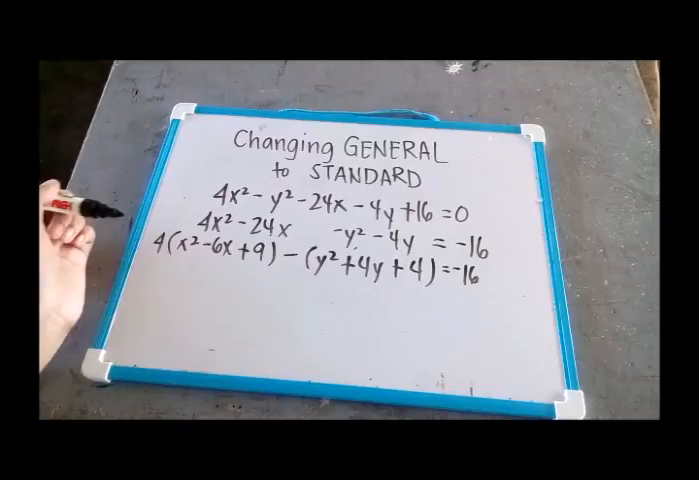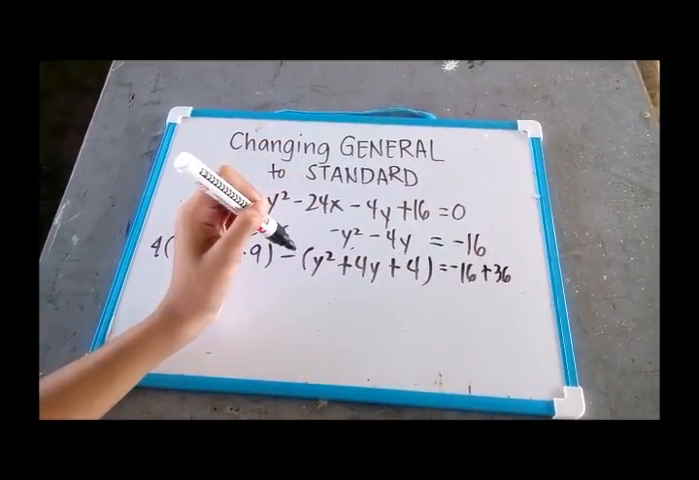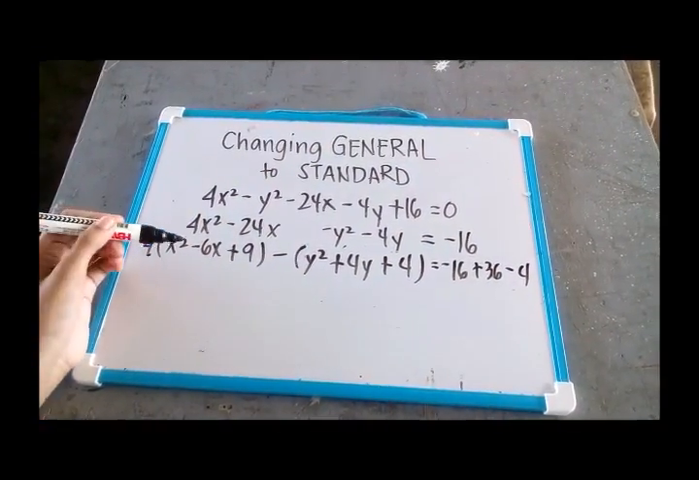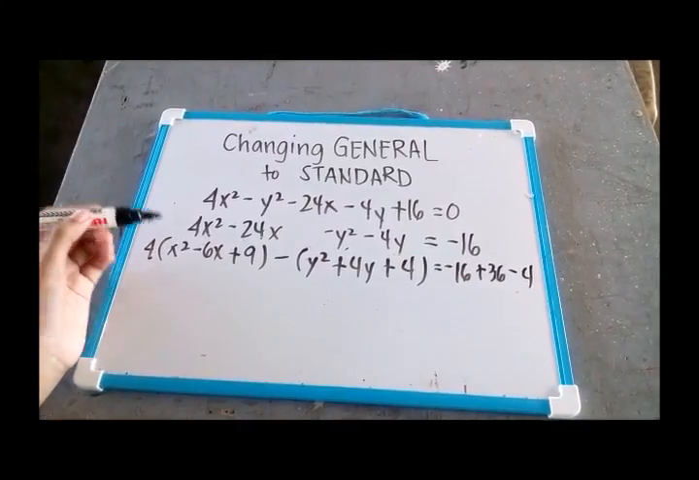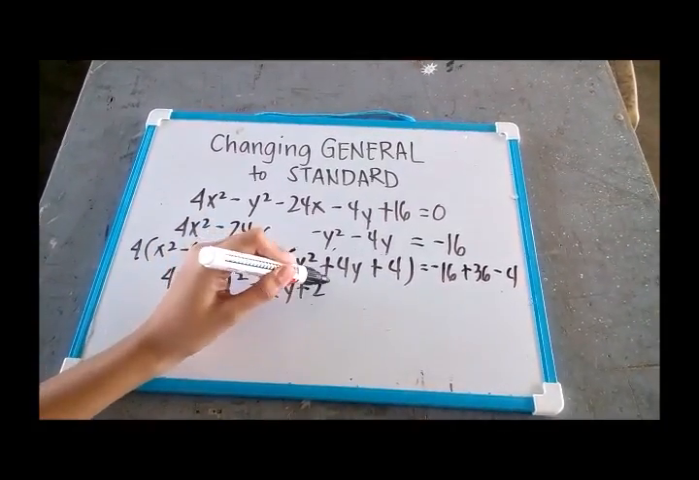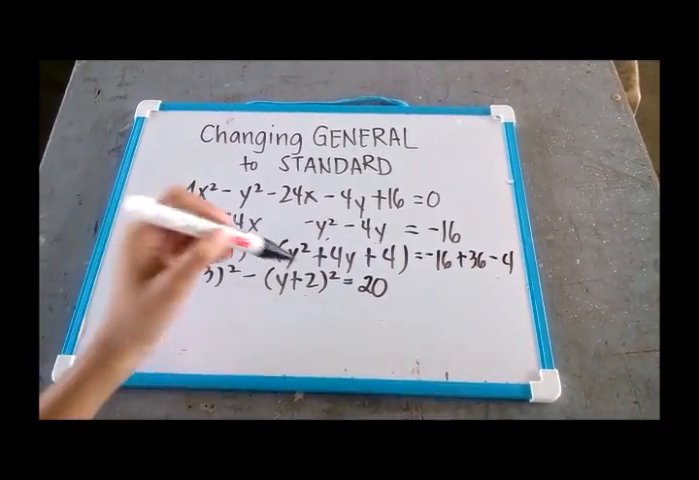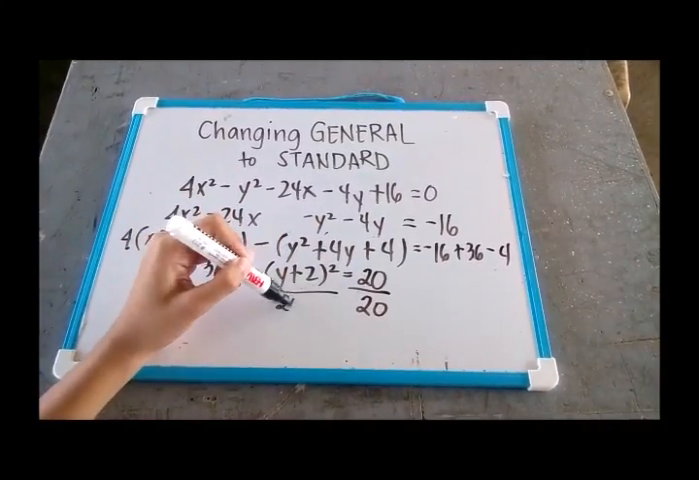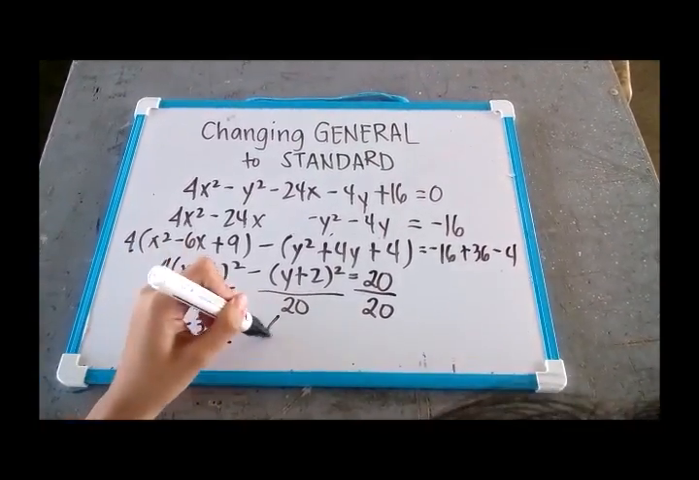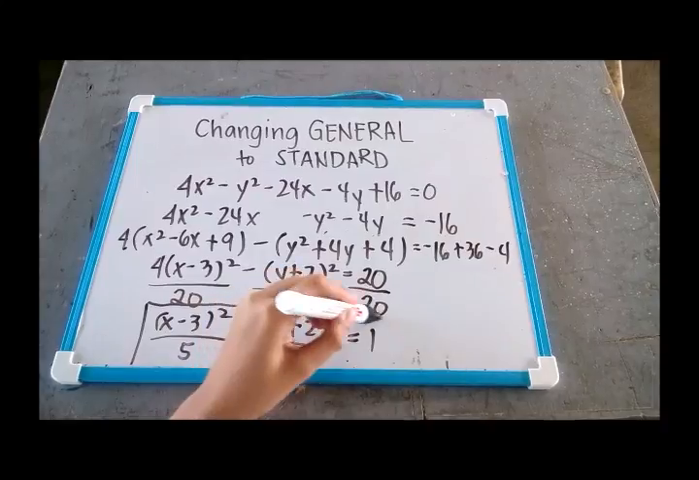Note that since you add something on the left side, you also have to add on the right side. Multiply the coefficient outside by the constant you added. Next is to express the perfect square trinomial as a square of a binomial. Then divide the whole equation by the constant at the right side of the equation, which is 20, to make the equation equal to 1. And this is now the standard equation of the given general form.